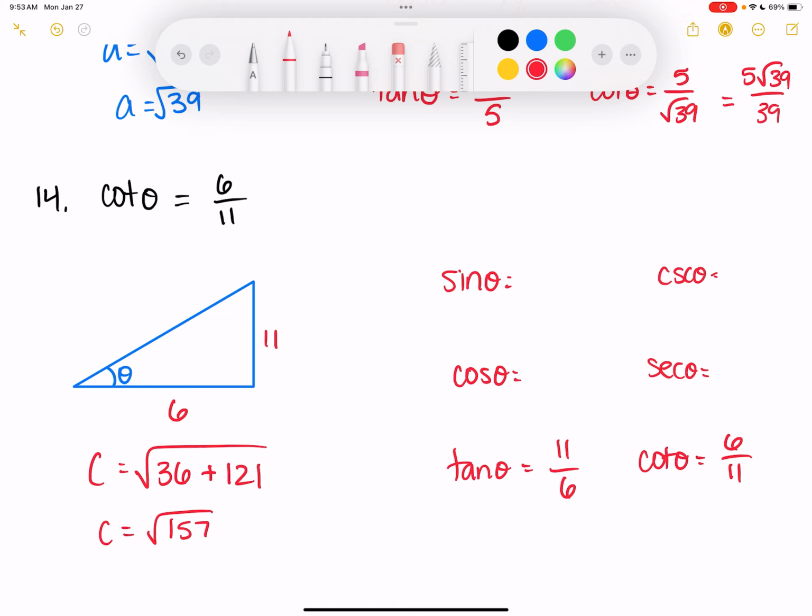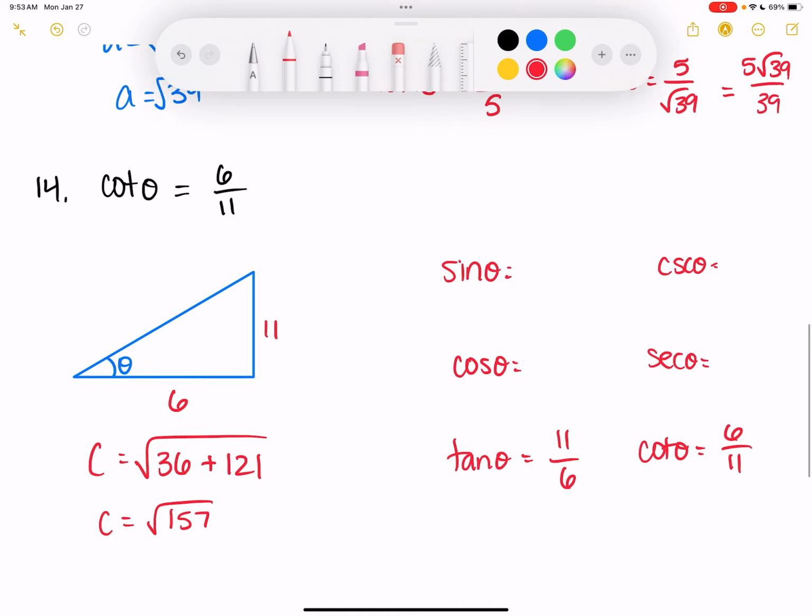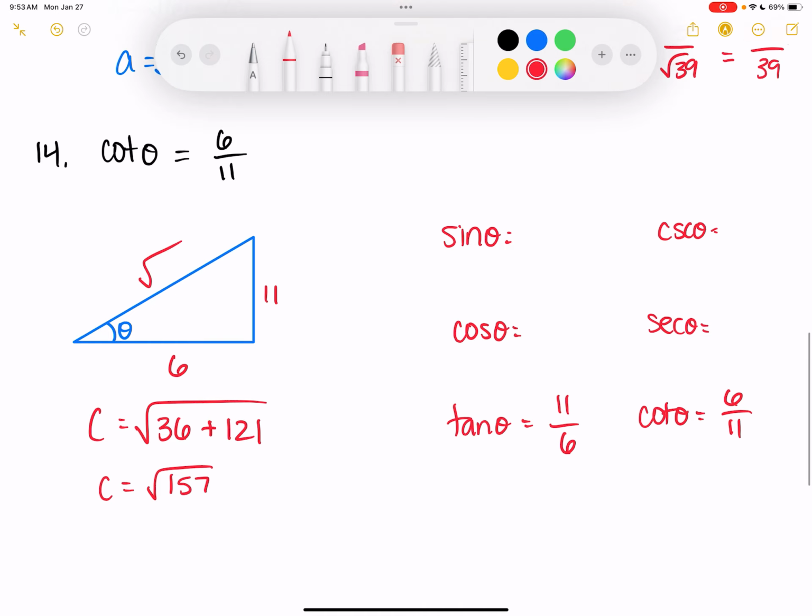All right, I don't think this one breaks down. I can't quickly find anything that does, so just leave it. So the square root of 157. All right, sine of theta is what? 11 over square root of 157. Yep. Rationalizes to 11 root 157 over 157.